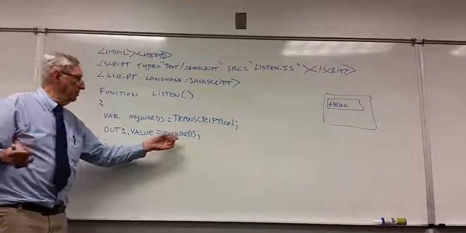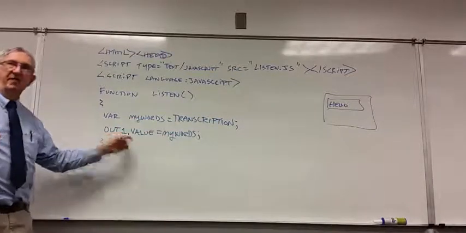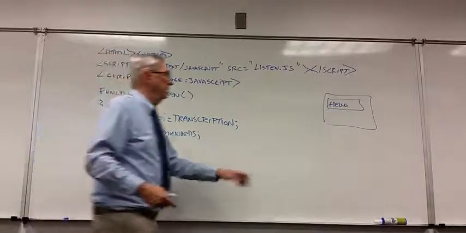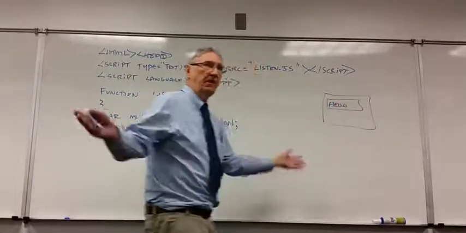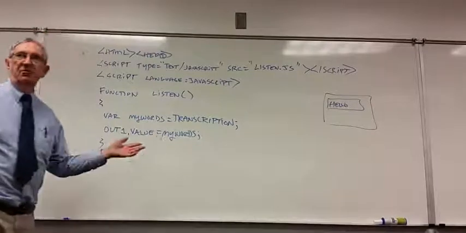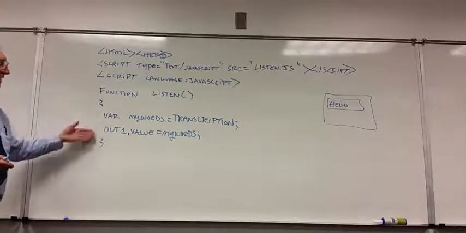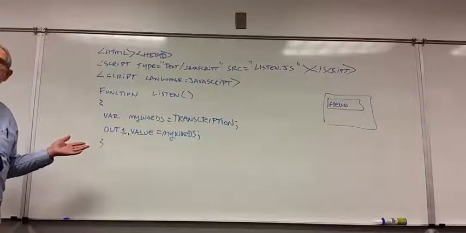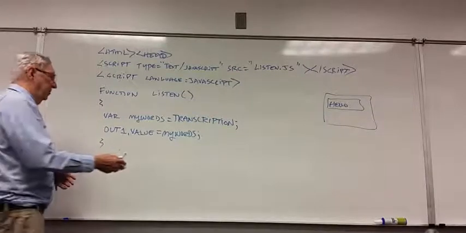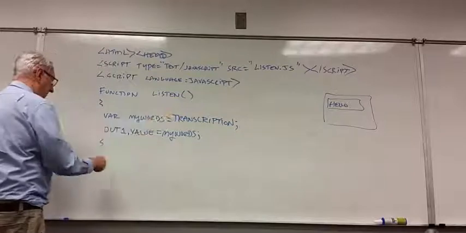Then what I simply do is take my words and put it into L1.value, which is down here, right here. That's all it is. L1.value is simply where it comes back to me. So at this point, that's what the whole function does. There's nothing else going on here. So if I write the rest of the program, I'll draw that now.